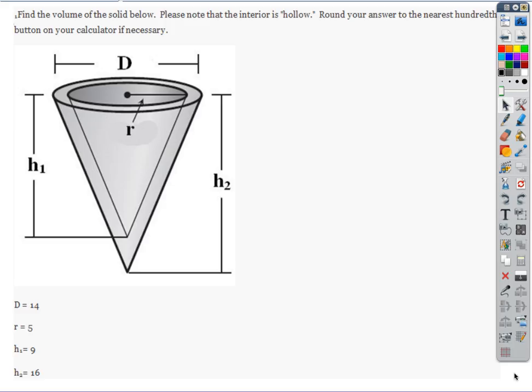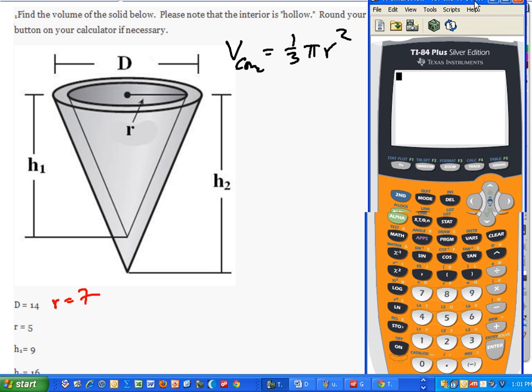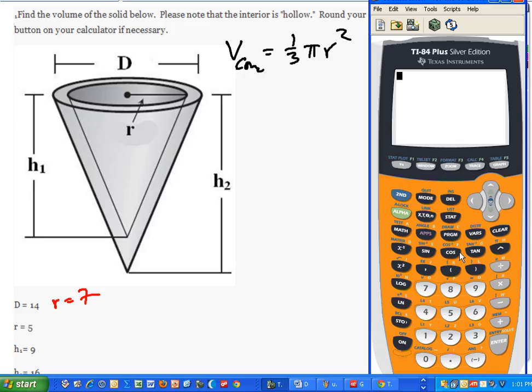Now, what's the radius of the big cone? 7. Good. They give us diameter, don't they? So the radius of the big cone is 7. So we could just use our calculator and do this stuff, right? Let's calculate the big volume first. 1/3 times pi times the radius, 7 squared. And then the height of the big cone is h2. What is that? I can't see it. 16. So there's the number.